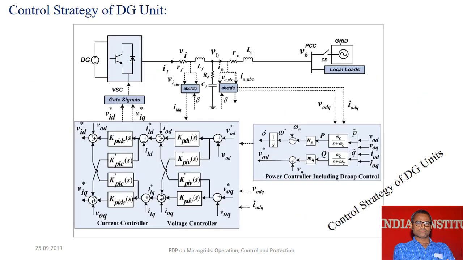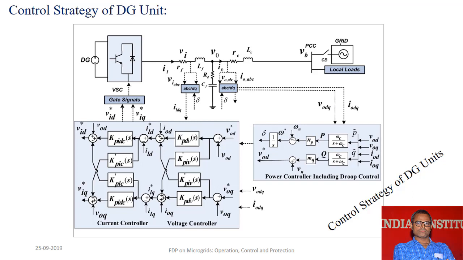Now this is the structure after converting the transformation, right? Here 1 DG is considered for creating this control aspect, not all 3 DGs. Here it is the grid, the point of common coupling. This is the transmission line. Here is a filter, right?